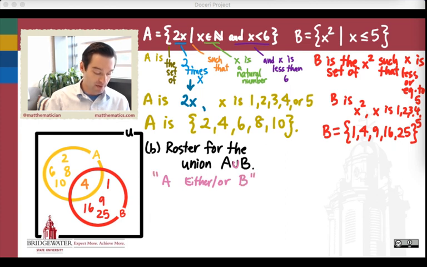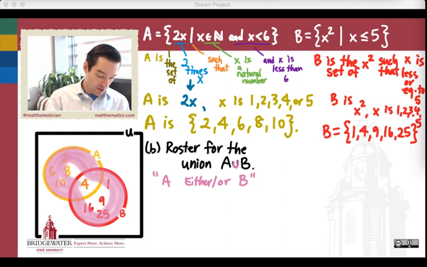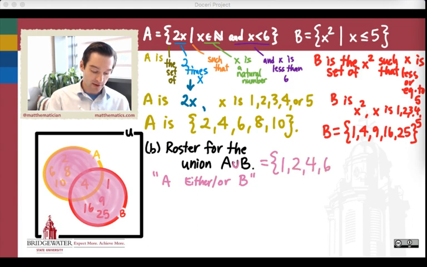I've kind of put this in quotes here. We're looking for a roster for the set of all elements that are either an element of A or an element of B. So if I wanted to visualize where this is in my diagram, it's going to be everything that's in one or both of my two sets. And so if I want a roster for the union, since I have a Venn diagram already, that's going to be as straightforward as just listing all the elements that I just shaded. So 1, 2, 4, 6, 8, 9, 10, 16, 25.